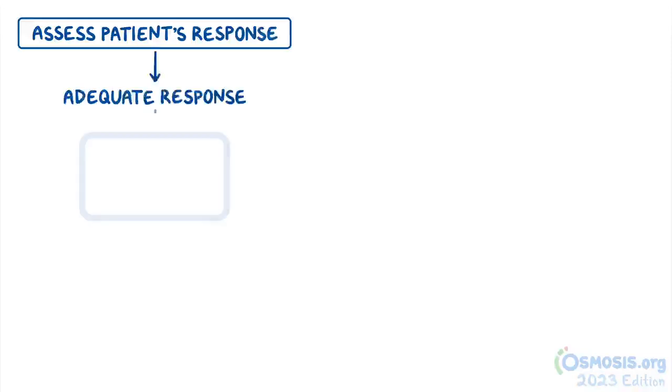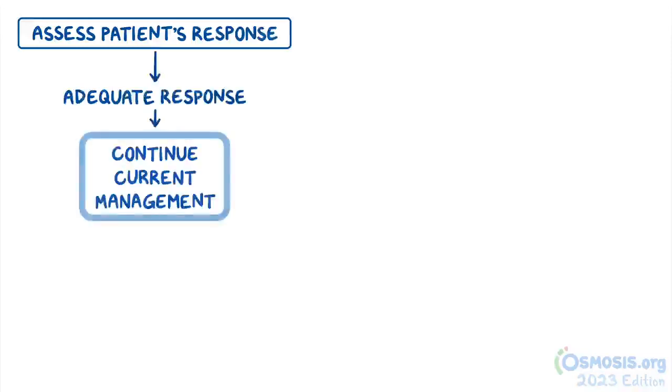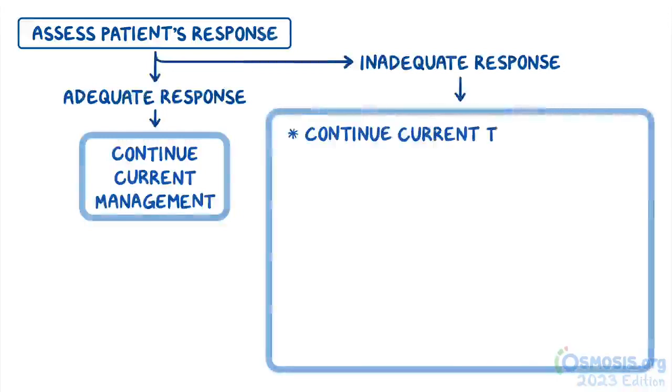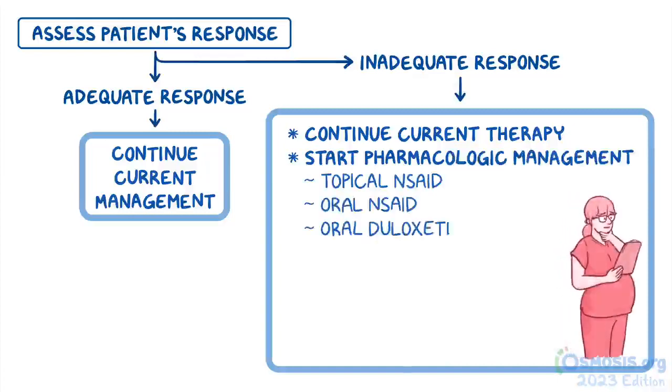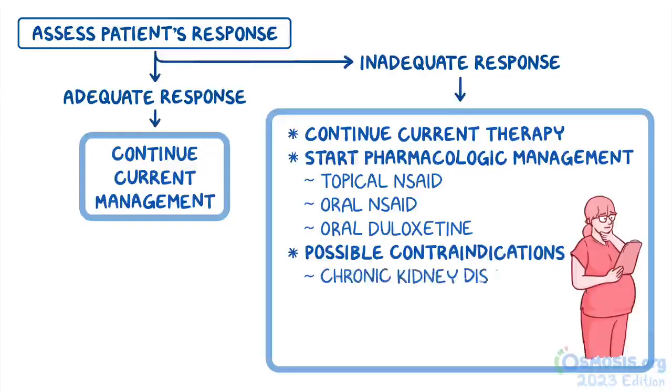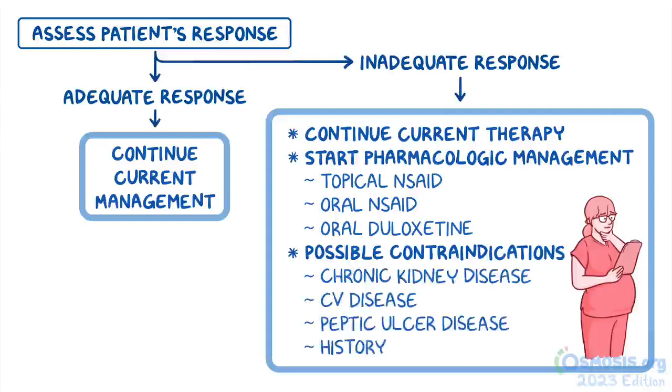Again, don't forget to assess the patient's response. If the patient has an adequate response, then continue the current management. However, if there is an inadequate response, then continue the current therapy and start pharmacologic management with a topical NSAID, oral NSAID, or oral duloxetine. Again, be mindful of possible contraindications to NSAID use, such as chronic kidney disease, cardiovascular disease, peptic ulcer disease, or history of GI bleeding.